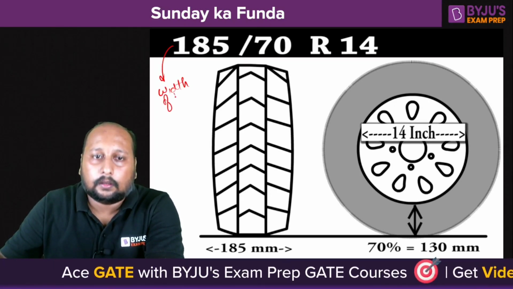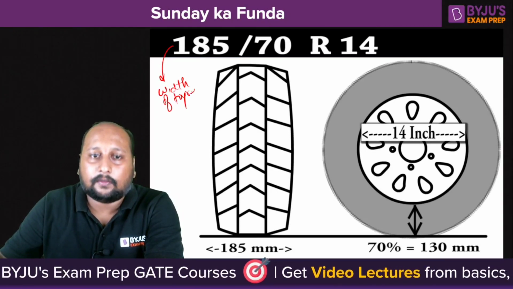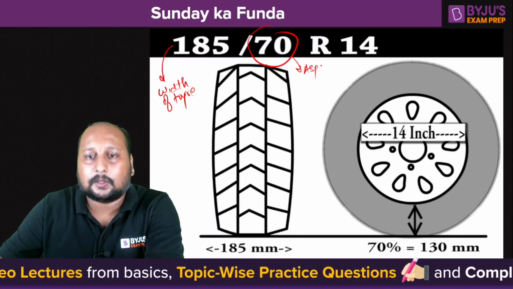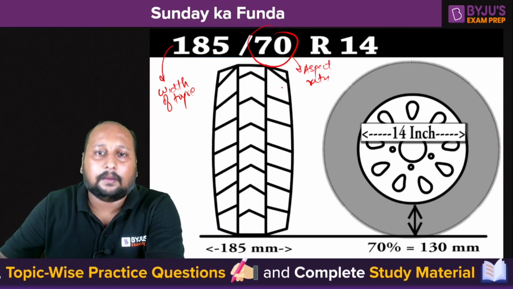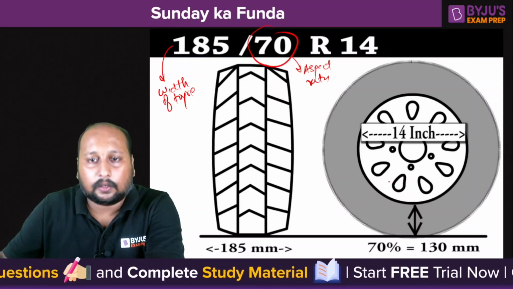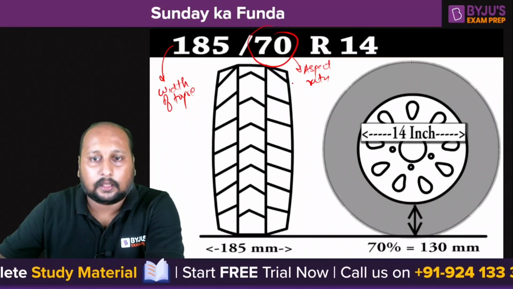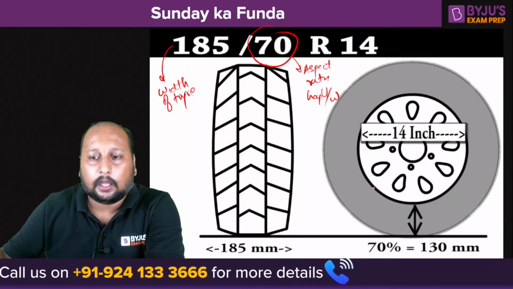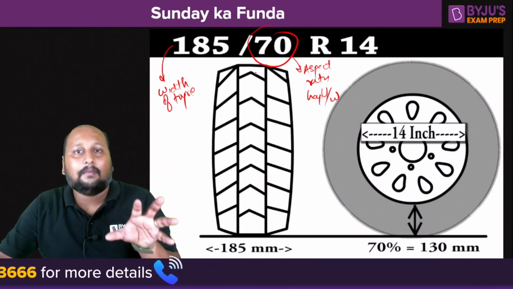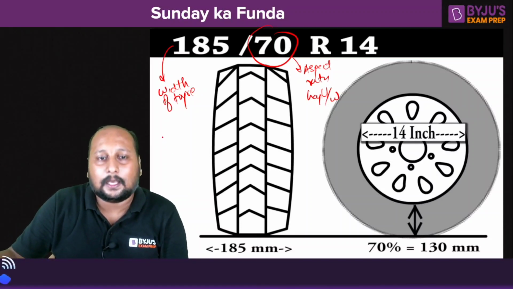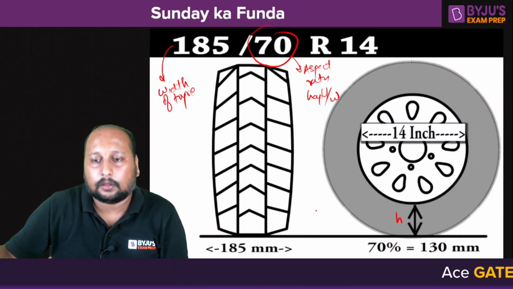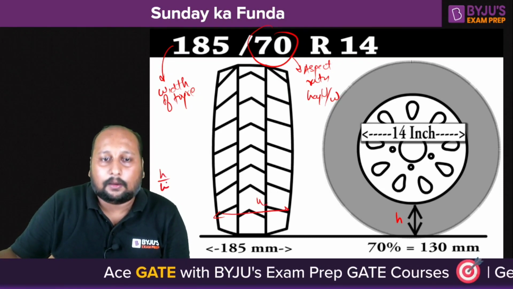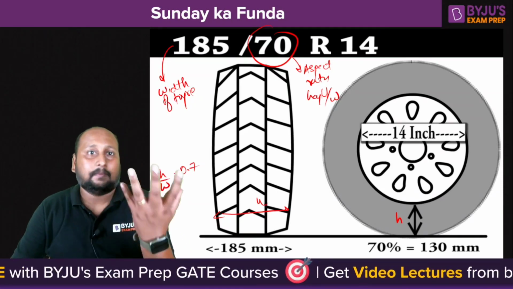which is in contact with the ground. 70 resembles the aspect ratio. Aspect ratio simply means the height versus the width. It's not about the total height. If I say 70, it means 70%. If I say this is H and this is W, then H by W will be equal to 0.7, 70%.